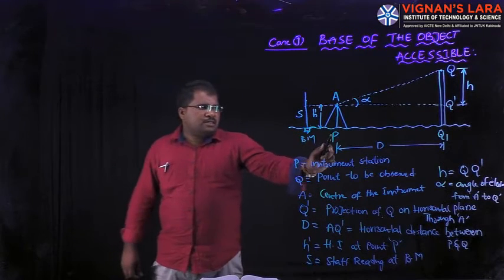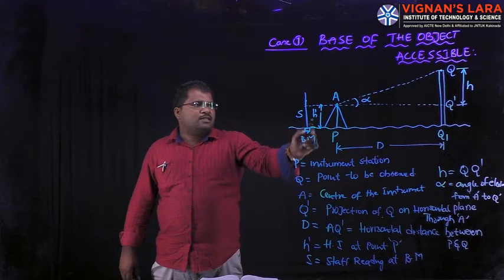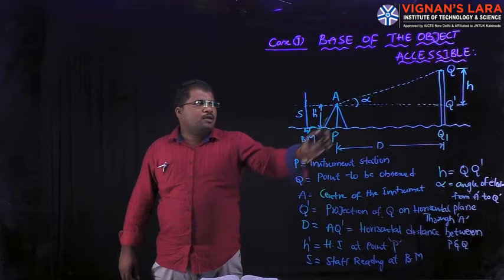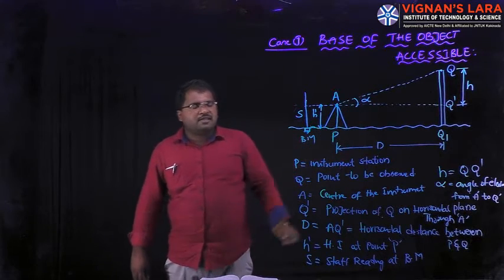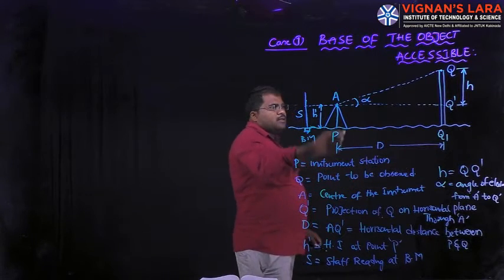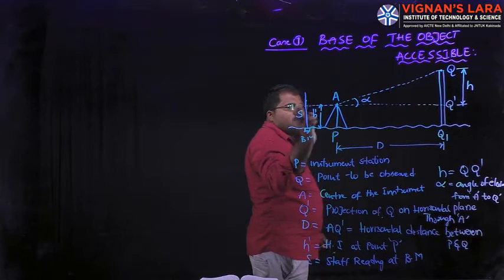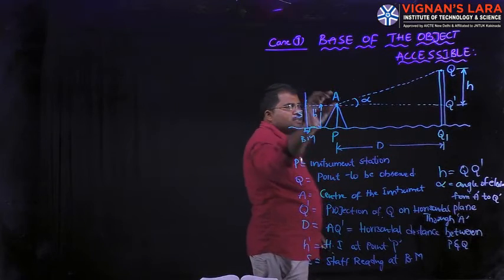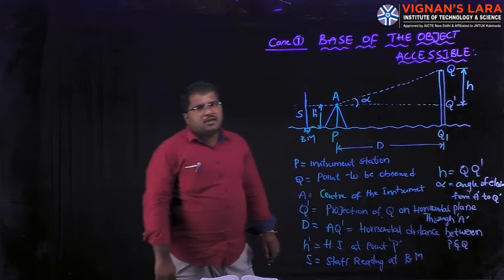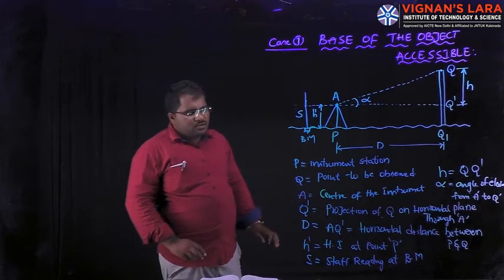Okay. Starting from station point P and Q. Instrument is at A. This is the height of instrument. This is the reading on the leveling staff over the benchmark, and alpha is the angle of elevation, and D is the distance from station to the object, right? So object is at Q, and the projection of Q to the horizontal plane which is passing through A is Q dash. The distance between Q and Q dash is H. So these are the things we need to know.